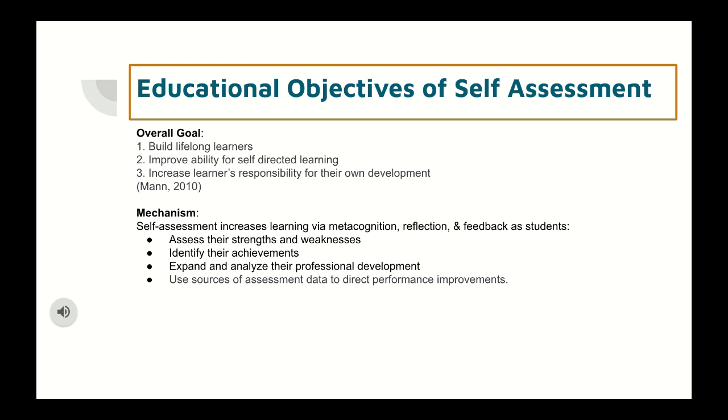The use of self-assessment emerged from the traditions of autonomous professional practice because there's an importance for self-monitoring and taking responsibility to uphold the standards of practice without being policed by outside persons. And the ability to self-assess is a competency in many regulated professions, and this is why education programs employ self-assessment to build the necessary skills for professional practice. This includes being a lifelong learner, improving the ability for self-directed learning, and increasing the learner's responsibilities for their own development. This occurs through metacognition, reflection, and feedback as students can assess their strengths and weaknesses, identify their achievements, and expand and analyze their professional development.